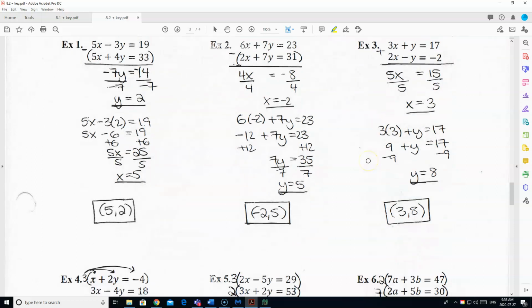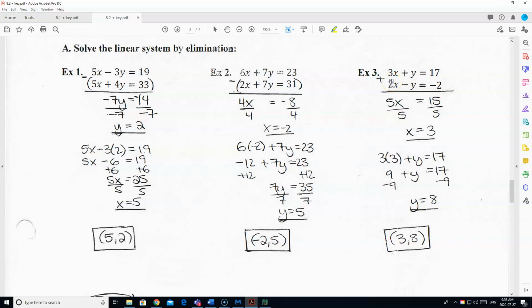Here's example 3, where we're going to add the equations and not subtract them. Equation 1, 3x plus y equals 17. And equation 2, 2x minus y equals negative 2. You can see that if we add the two equations, we have y plus negative y, which is 0. But if we subtract, we would have y minus negative y, which would have been 2y, right?